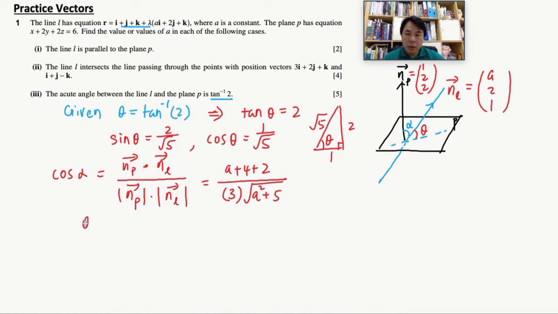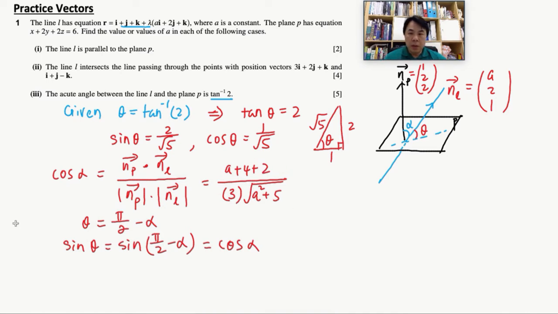We know that theta is 90 degrees subtract alpha. Therefore, in this case, we're going to apply sine theta, which is the same as sine of pi over 2 minus its complementary angle. Then using one of the identities, we know that this is the same as cosine alpha, and cosine alpha is given by this.